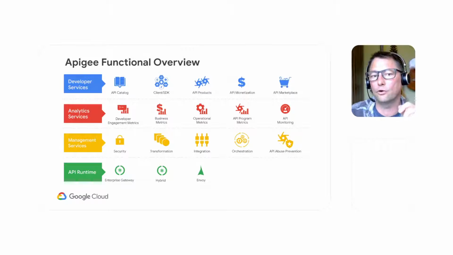So first and foremost, developer services. So developers need to be empowered to find the APIs they want to use, probably in some sort of catalog, perhaps get a client or SDK to use it. And there might be a marketplace, combining productization and monetization, indeed, for those APIs themselves.